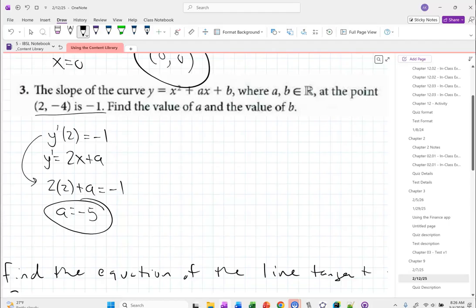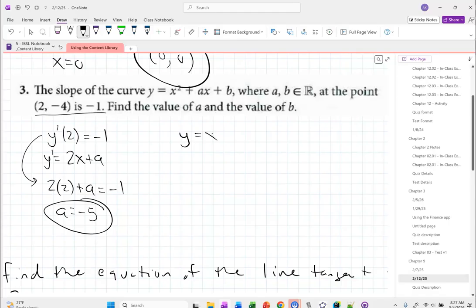Halfway done. Am I going to be able to use the derivative to find b? No, why not? Oh, because there is no b. B's not in there, right? The derivative is useless to me. What still has b in it? This guy.